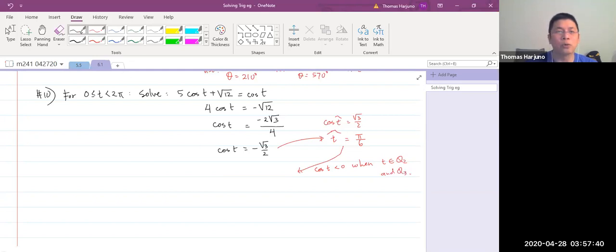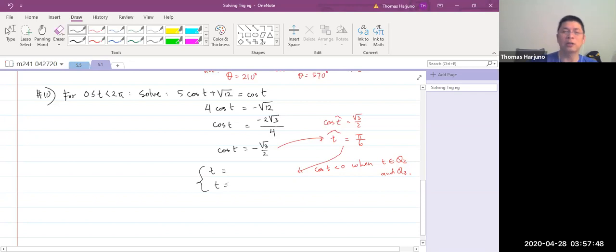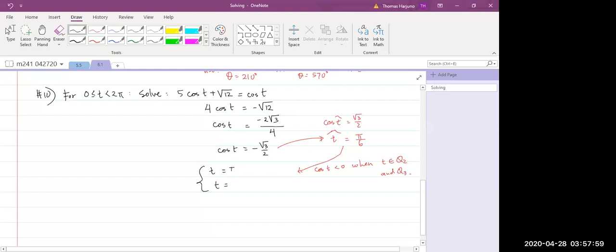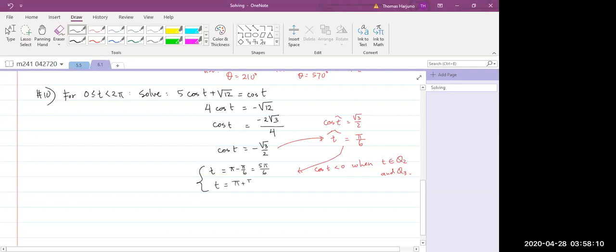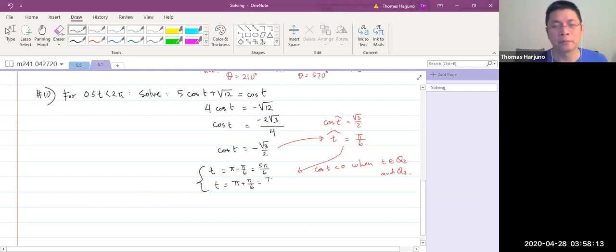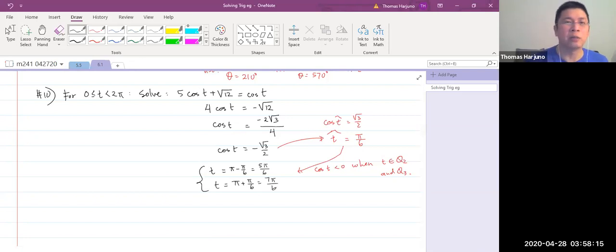Okay, so what will the t be? What is the angle in quadrant 2 and quadrant 3 such that the reference angle is pi over 6? Pi minus pi over 6 equals 5 pi over 6. Okay, I like that one. How about in quadrant 3? Pi plus pi over 6 equals 7 pi over 6. Okay. And that's it, we are done, because the question is in this interval only.